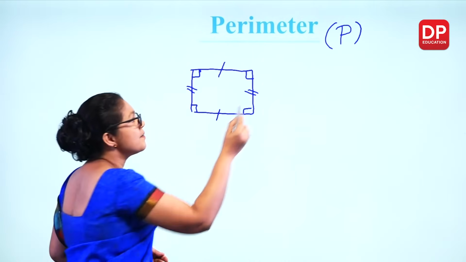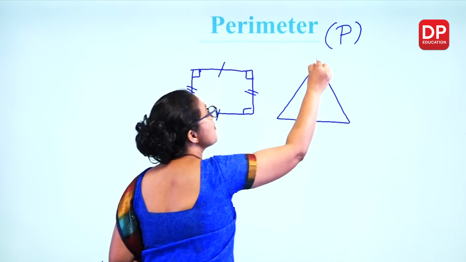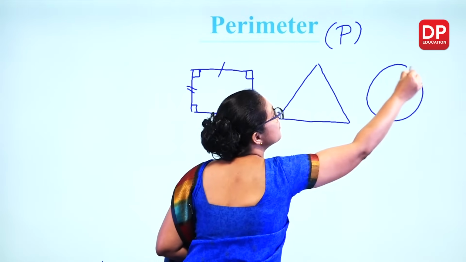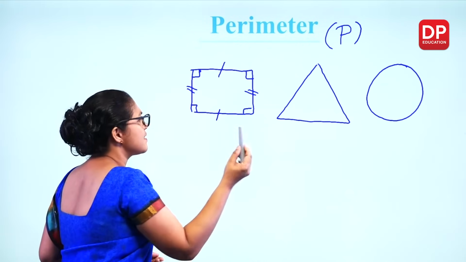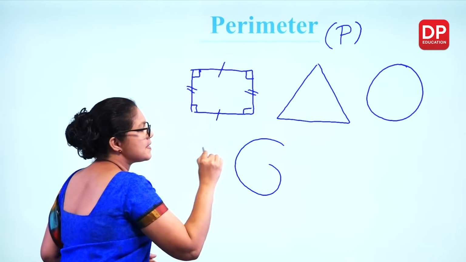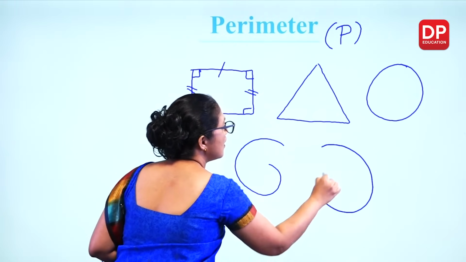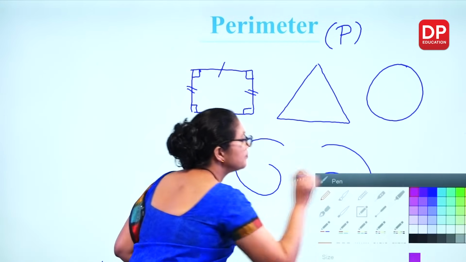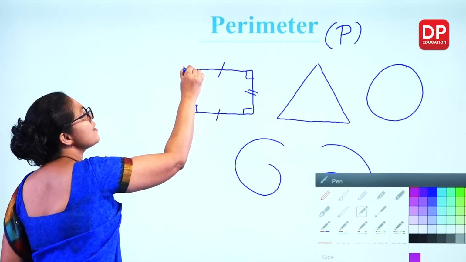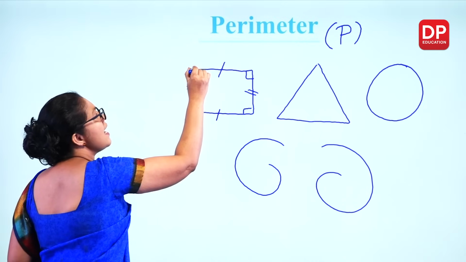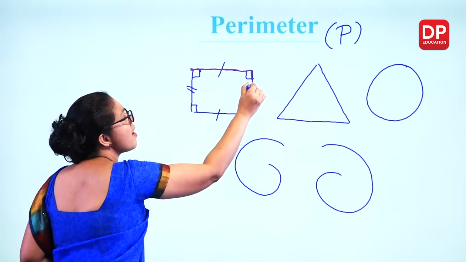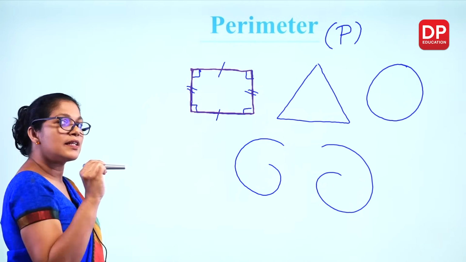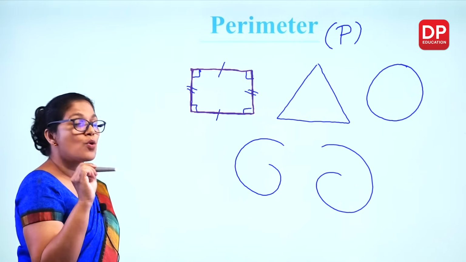We'll take another one. What is this shape? A triangle. What about this one? A circle. Sometimes you get shapes like this. Now we'll see when you are taking this shape, we'll start from this position, and if we can go round and come to the same position, we say those are closed figures.